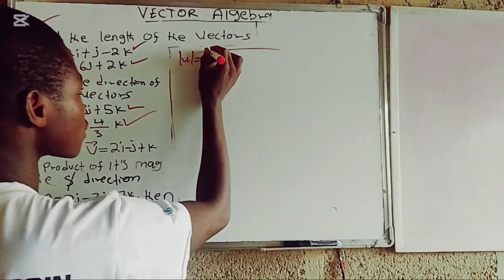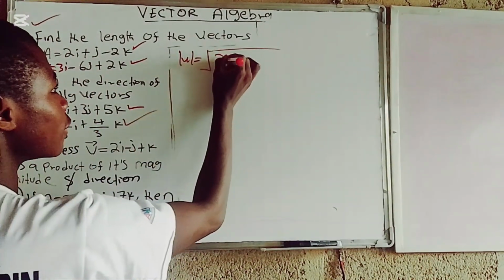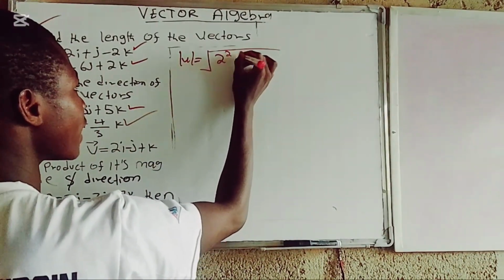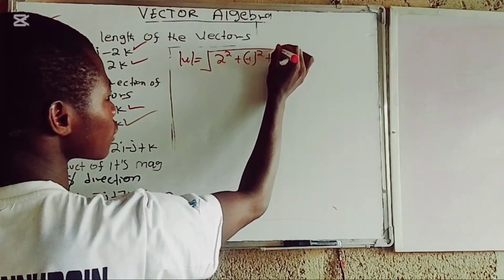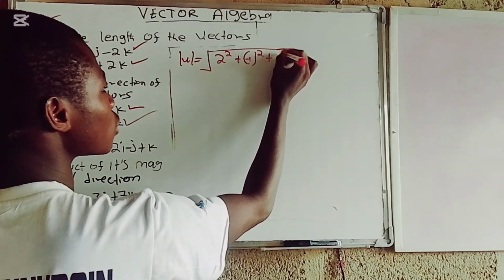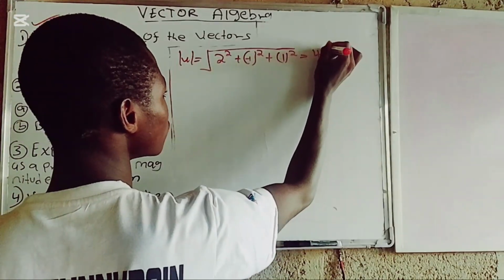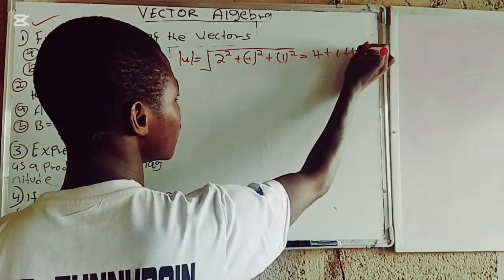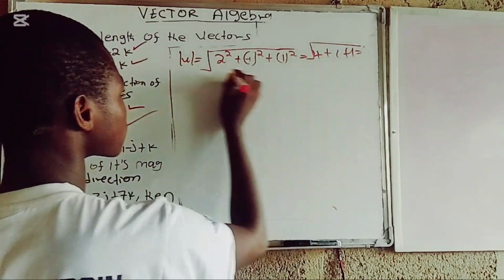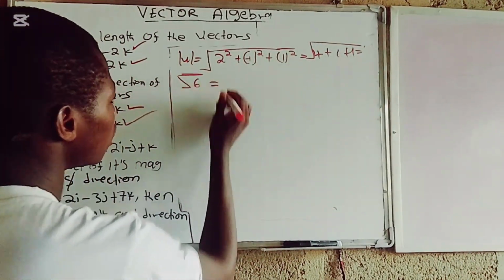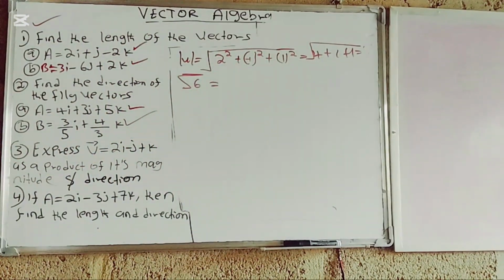Magnitude, which is taking the square root and putting what? Put 2 squared plus negative 1 squared plus 1 squared, which is the same thing as 4 plus 1 plus 1, which is the same thing as what? Root of 6.